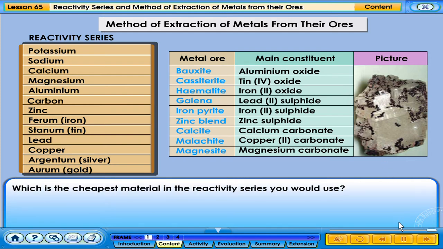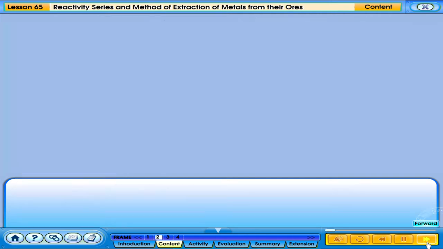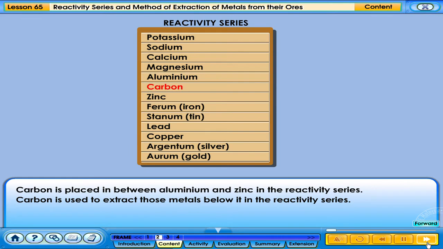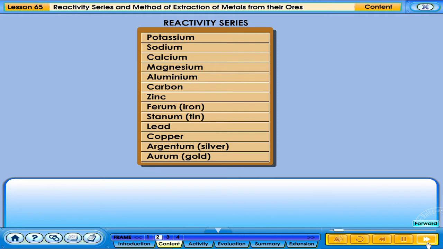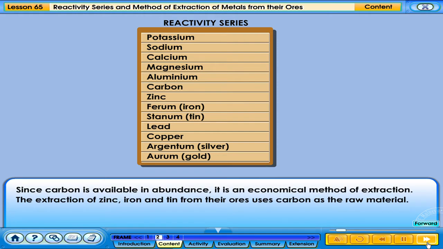Which is the cheapest material in the reactivity series you would use? Carbon is placed in between aluminum and zinc in the reactivity series. Carbon is used to extract those metals below it in the reactivity series. Since carbon is available in abundance, it is an economical method of extraction. The extraction of zinc, iron, and tin from their ores uses carbon as the raw material.